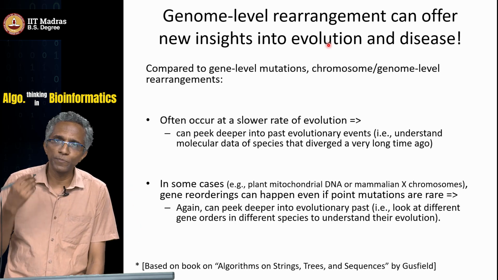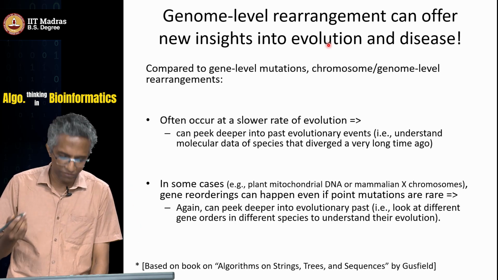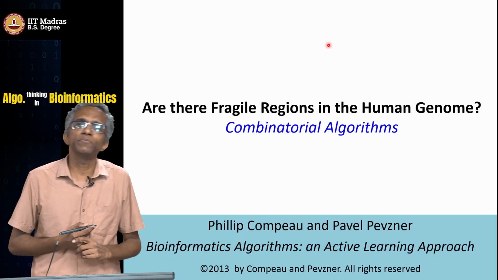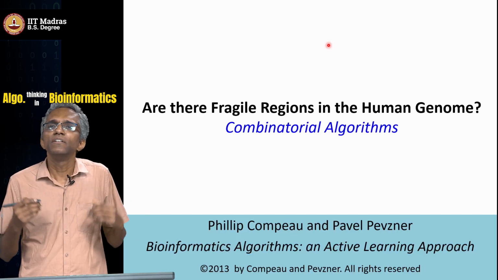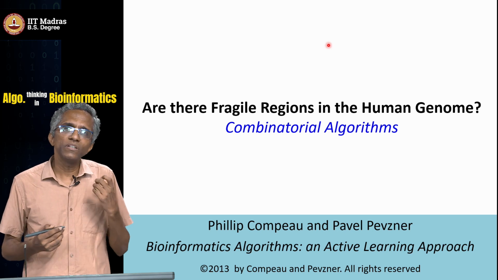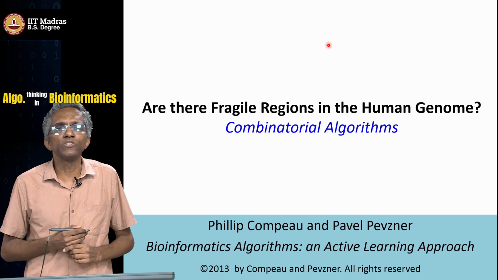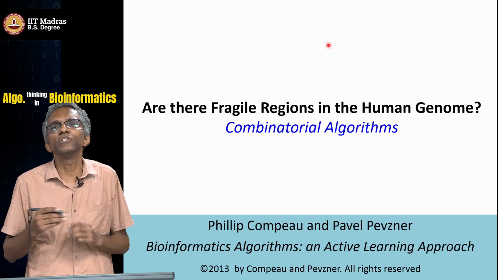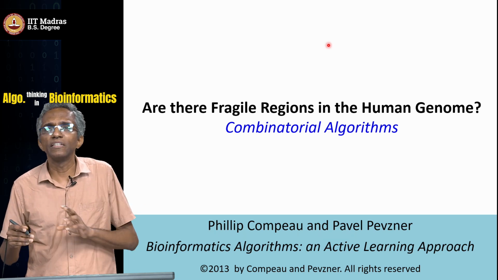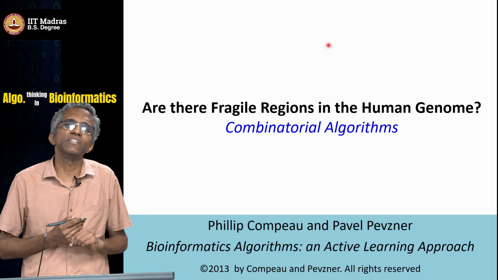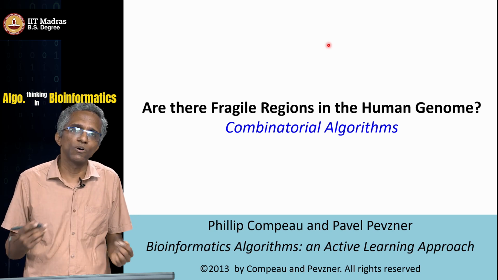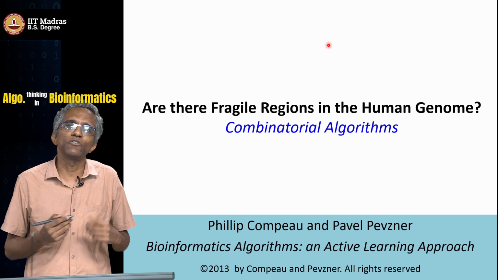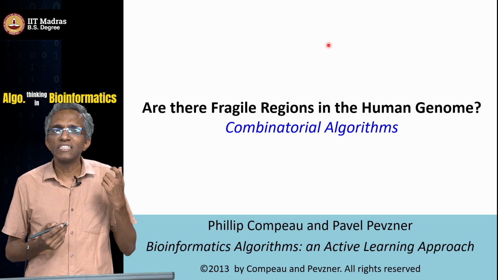Now, equipped with this motivation, let us go ahead and delve deeper into the computational problem and the algorithms for understanding genome level rearrangements and what they tell about the architecture of the human genome. Which regions of the human genome are fragile and can break more easily, and which ones are a bit more solid, where breaks or recombination happen less often? That is an evolutionary insight that cannot be obtained by looking at single genes.